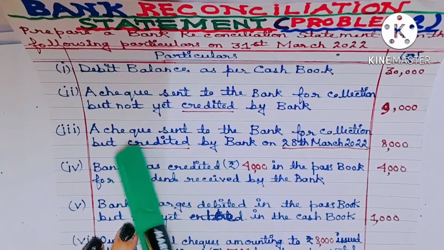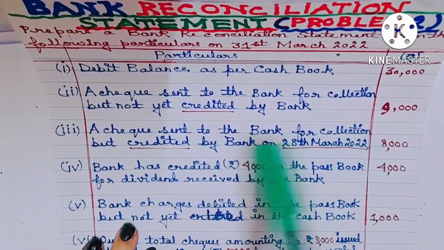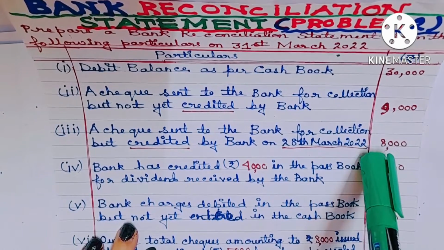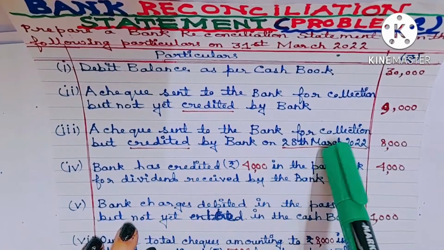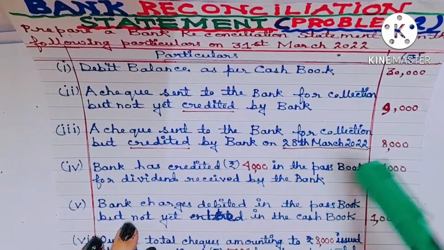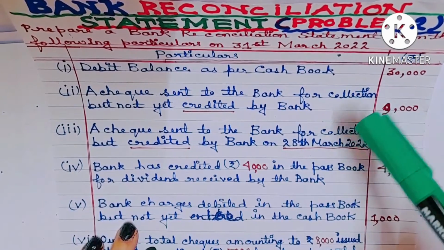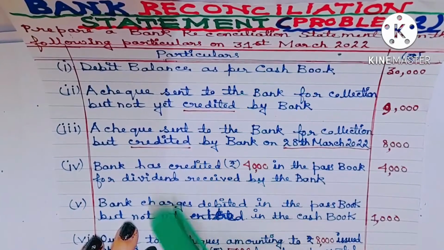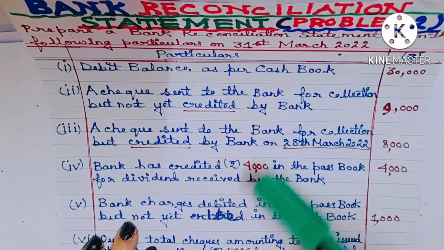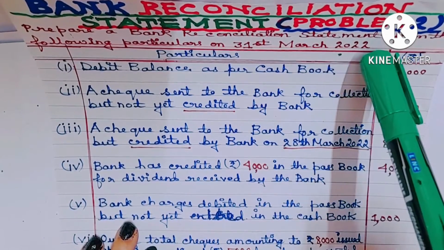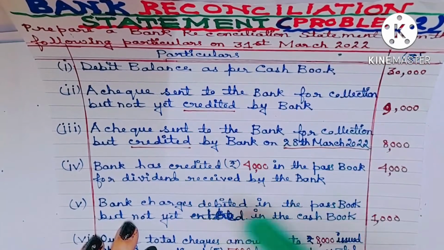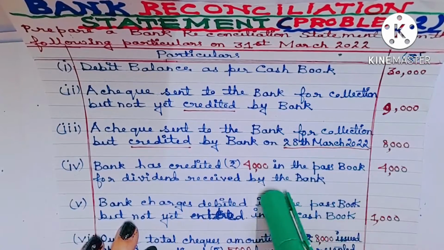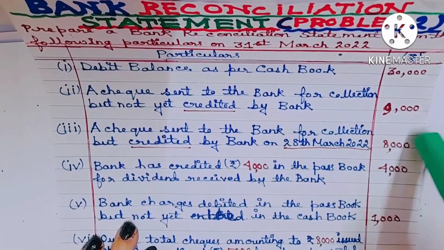For example, let's say a check sent to the bank for collection but credited by the bank on 1st April 2022. Then we have to deduct or add this transaction, because 1st April means not within 31st March 2022. It has been recorded after 31st March 2022. So, we have to add or we have to deduct this 8,000.